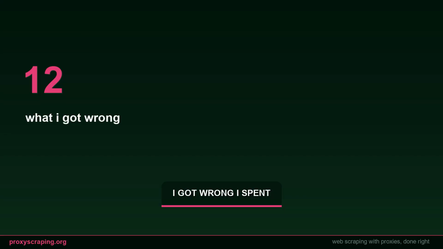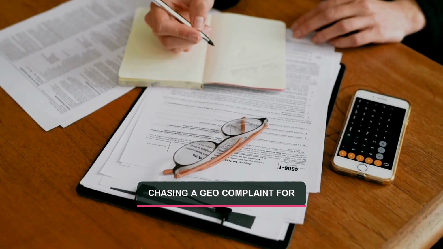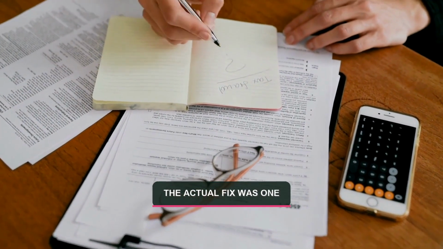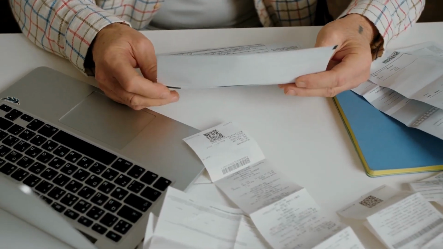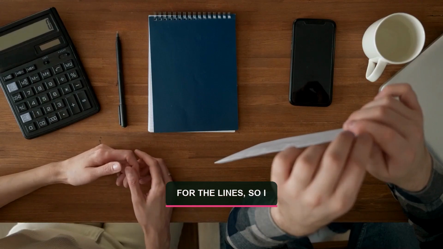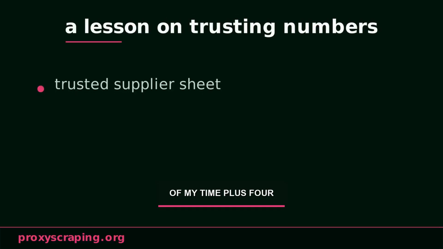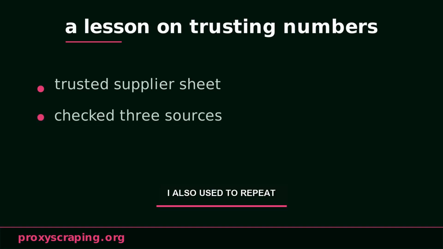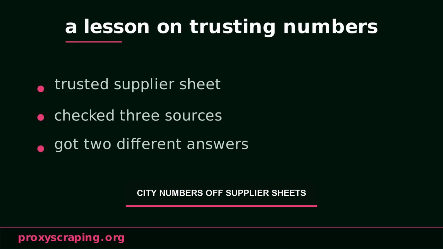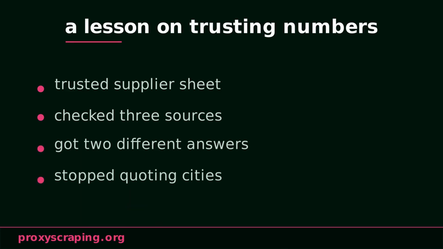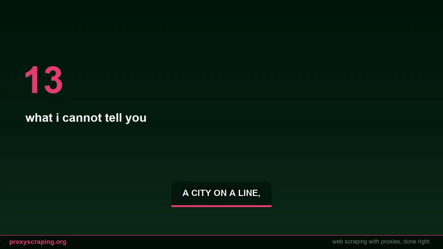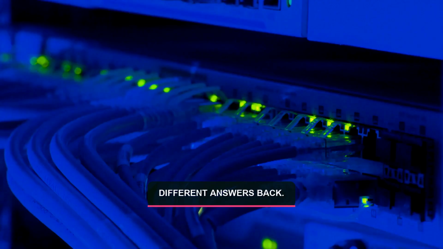What I got wrong. I spent 2 days and bought 4 extra lines in a country chasing a geo complaint for a customer. The actual fix was one header on his side. I had already invoiced him for the lines, so I refunded it, and the whole episode cost me a day of my time plus 4 lines I did not need. I also used to repeat city numbers off supplier sheets without checking them. Someone asked me to confirm a city on a line. I looked it up in 3 places and got 2 different answers back. I stopped quoting cities that week.